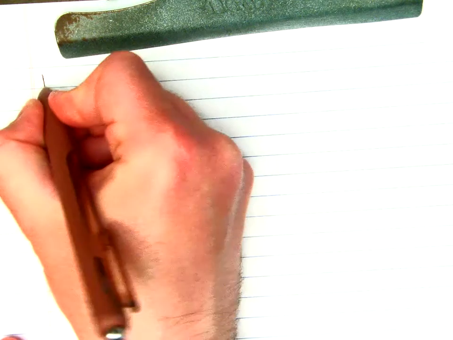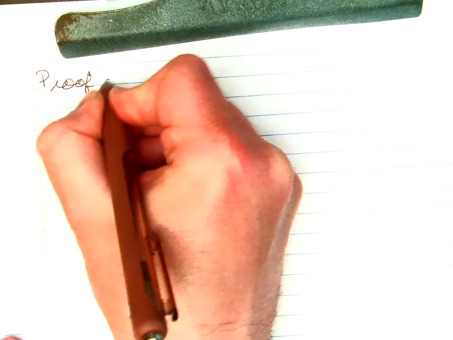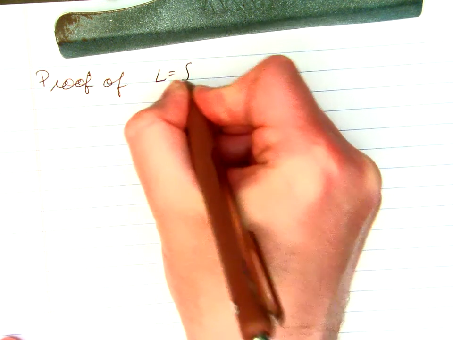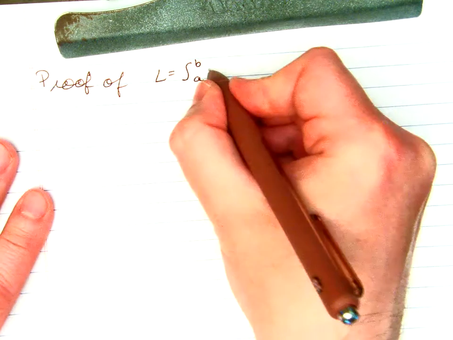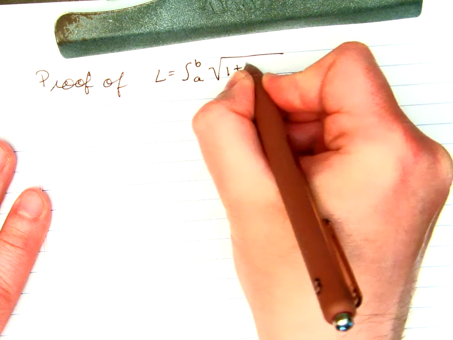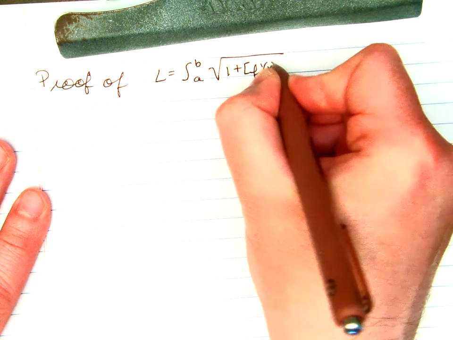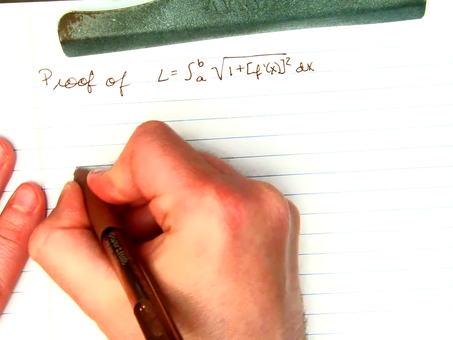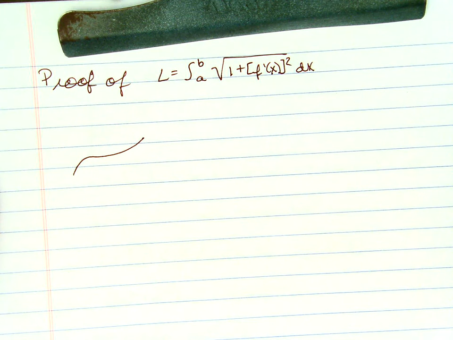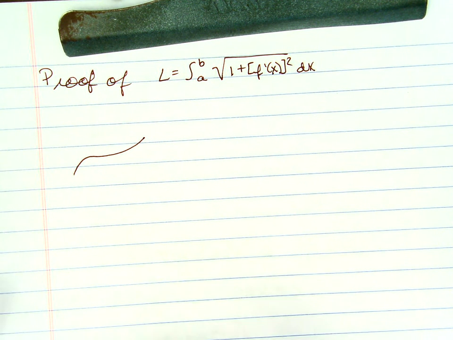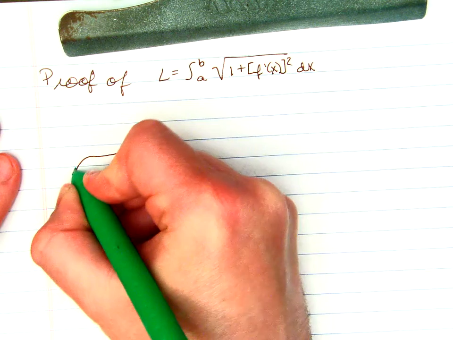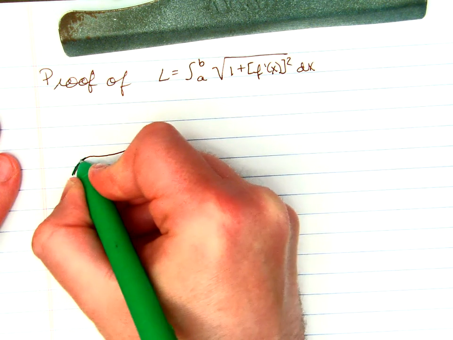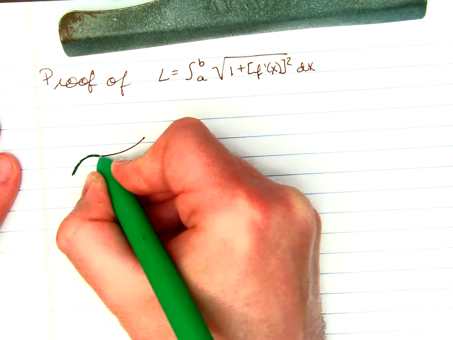So, the proof of the formula. L equals the integral from a to b of the square root of 1 plus f prime of x squared dx. Here's the idea. I've got some arc, and I want to figure out the length. I don't really know how to measure the length along an arc, but I can measure the length of a little line segment. So let's say I put a little line segment here, then another there, and another there, and these are really tiny little line segments.